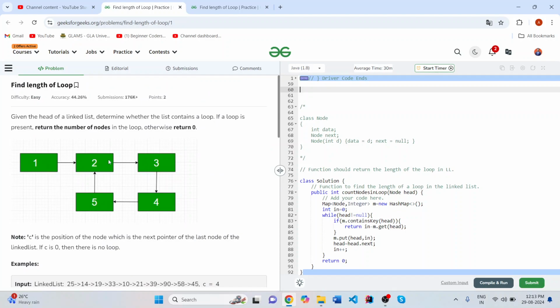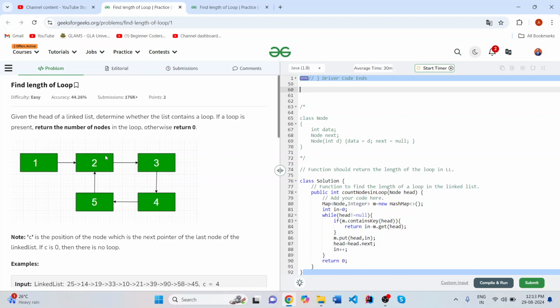So what shall we do to find the loop and the length? We can create a hash map. We can keep the node and its index, what index it is appearing at. Now we will traverse our linked list. If the node that is coming next is present in our hash map, that means there is a loop.